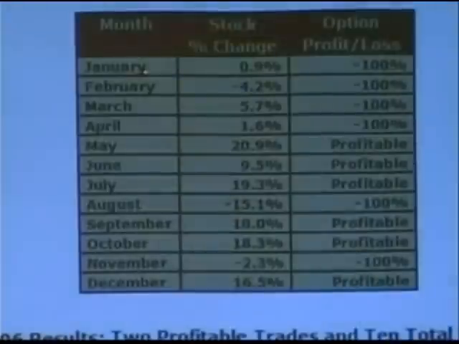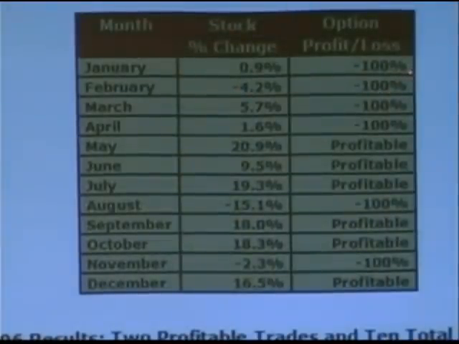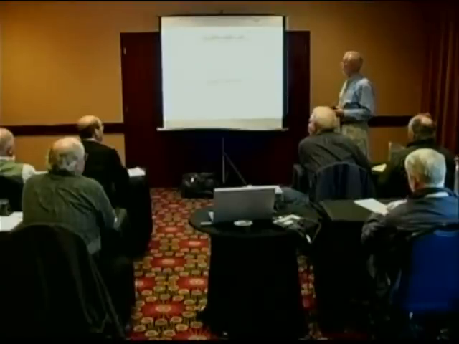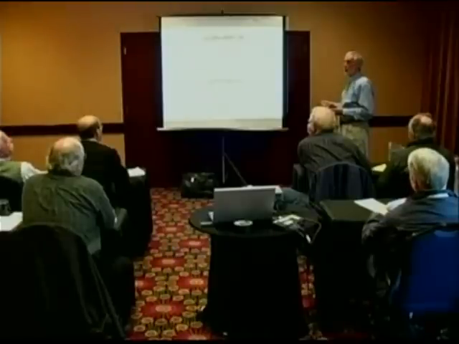Using our historical data, if you needed an 8.6% price increase to break even in 2007, you'd have approximately 6 profitable trades and 6 total losses. January 2007, you would have had 100% loss. February, you would have had 100% loss. March, 100%. May, June, July, you would have been profitable. This demonstrates that trading out of the money options is a very low probability of success. And keep in mind, it only takes one of these 100% losses to wipe out everything.